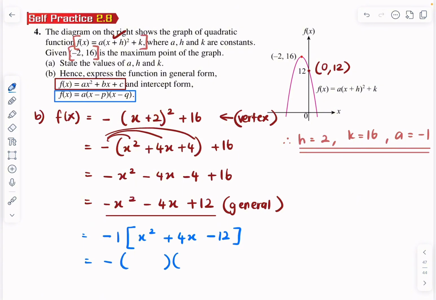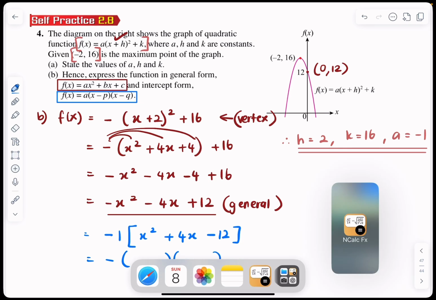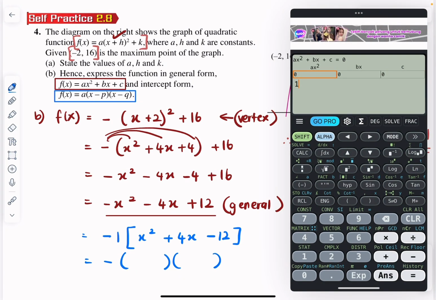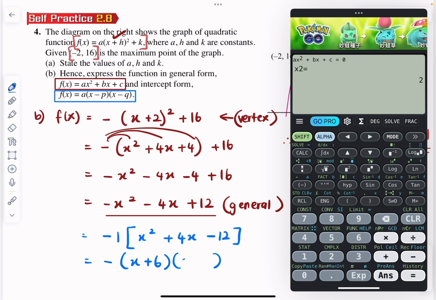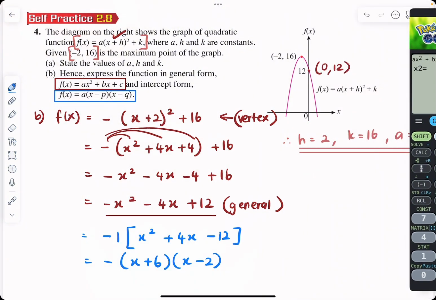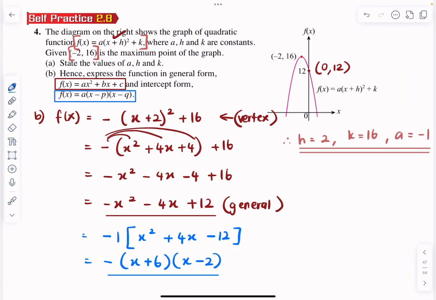Then we factorize this. So this one you can use your calculator. A is 1, B is 4, C is -12. So we get x equals -6. So when you put it into the bracket, it will be +6. And x minus 2. So this will be our intercept form. Done. So this is general form and this is intercept form. That's it.